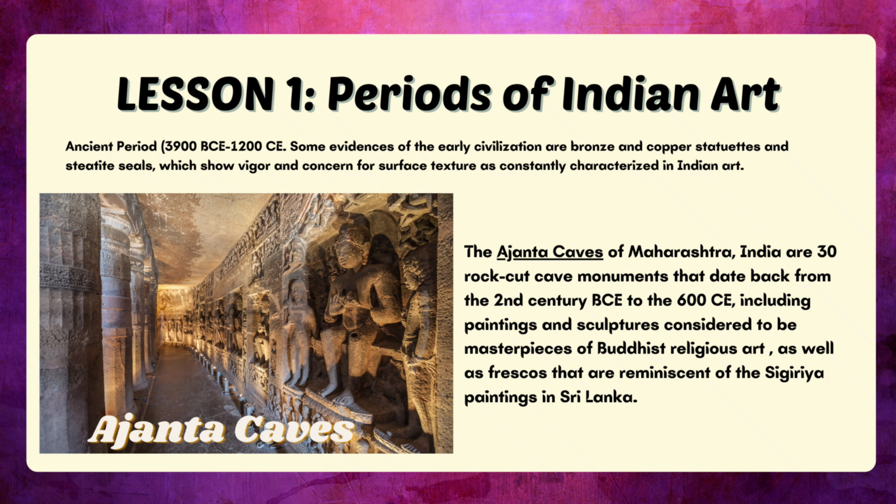The Ajanta caves of Maharashtra, India are 30 rock-cut cave monuments that date back from the 2nd century BCE to the 600 CE. Including paintings and sculptures considered to be masterpieces of Buddhist religious art, as well as frescoes that are reminiscent of the Sigiriya paintings in Sri Lanka.